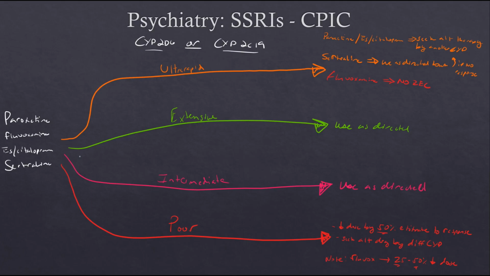And if you end up having too many side effects, for example, then you go to the next step, which would be to seek alternative drug therapy that's metabolized by the CYP that isn't a poor metabolizer for that patient.